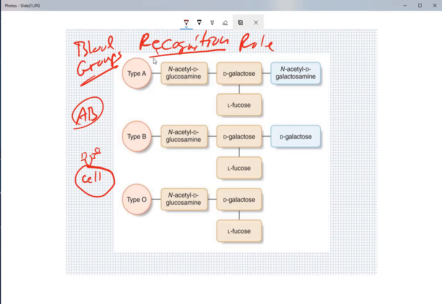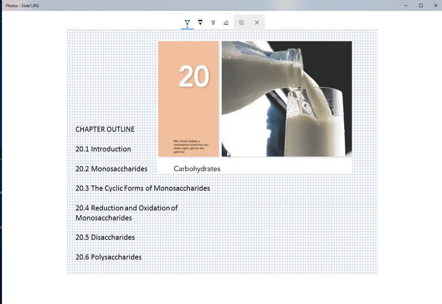You don't have to know the particular monosaccharides that go together to form these, or the order or anything like that. All you need to know is that the blood groups are differentiated based upon what carbohydrates are present, and that's another role for carbohydrates in this recognition role. Okay, so that does it for the chapter on carbohydrates. Next up, we'll be talking about lipids.